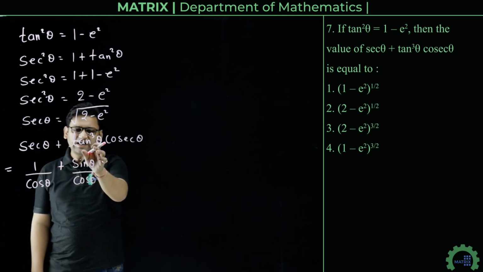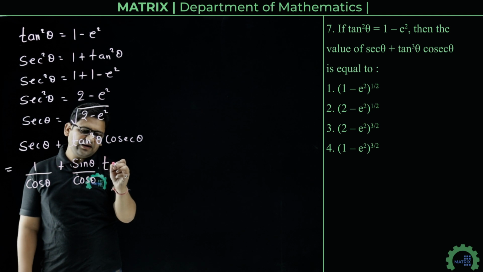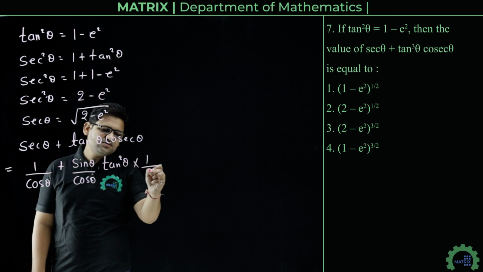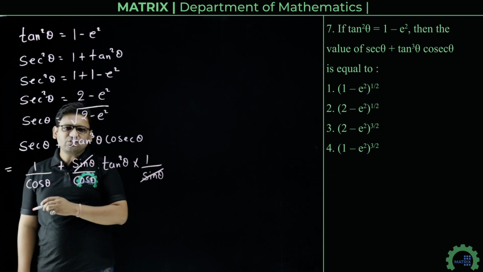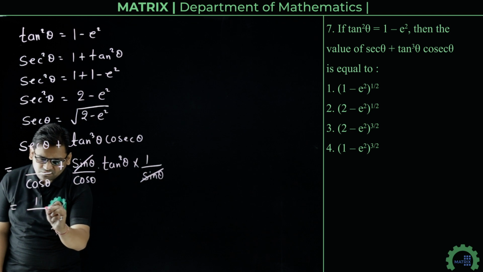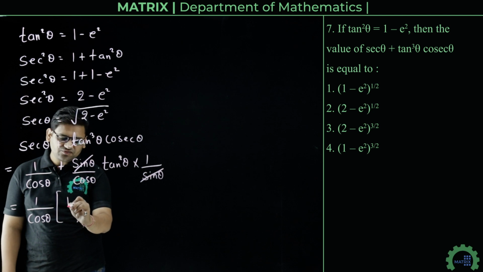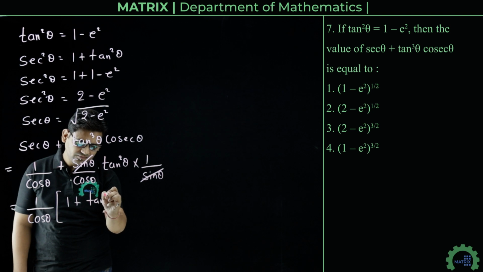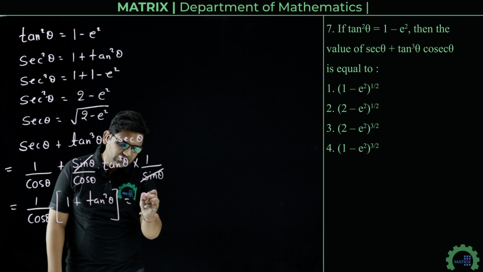We write a single tan theta as sin theta upon cos theta, and the remaining is tan square theta multiplied by cosec theta, that is 1 upon sin theta. Now here sin theta cancels out, and 1 upon cos theta is common. Taking 1 upon cos theta as common, the remaining is 1 plus tan square theta, and 1 upon cos theta is again sec theta.